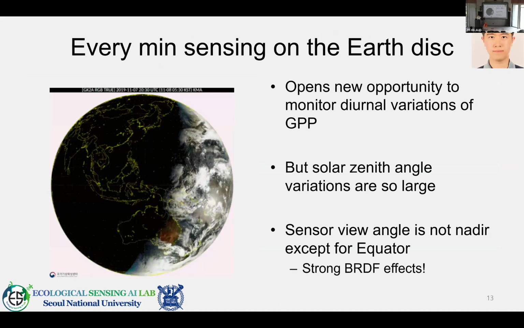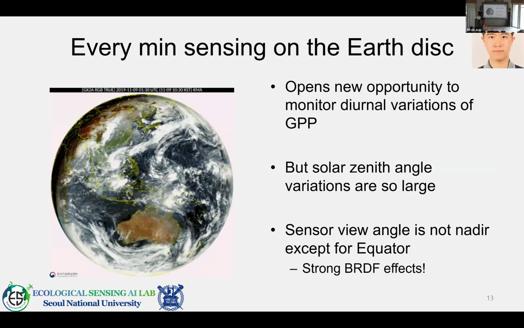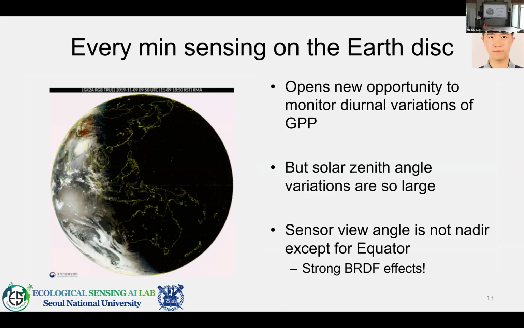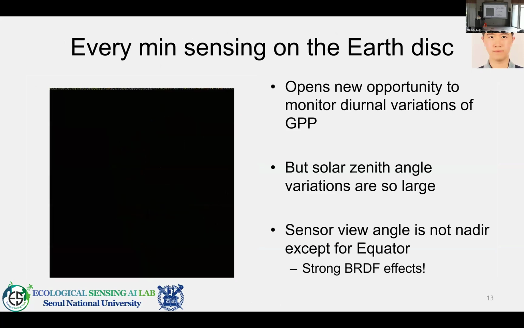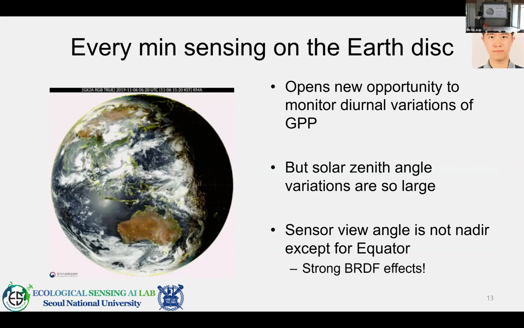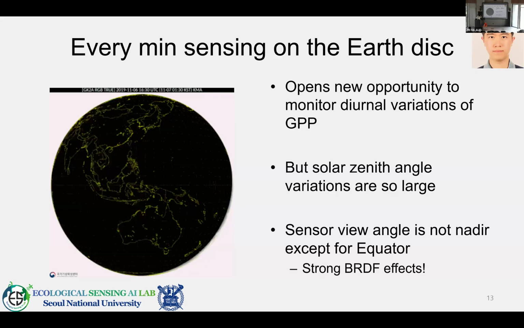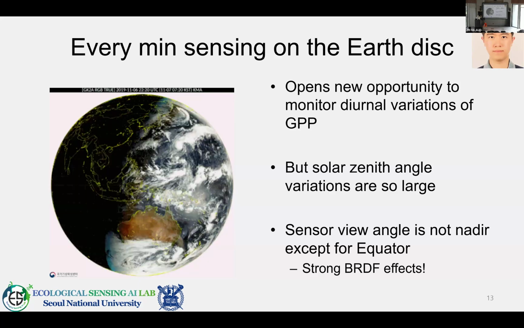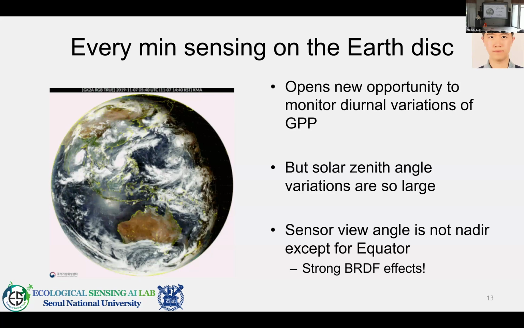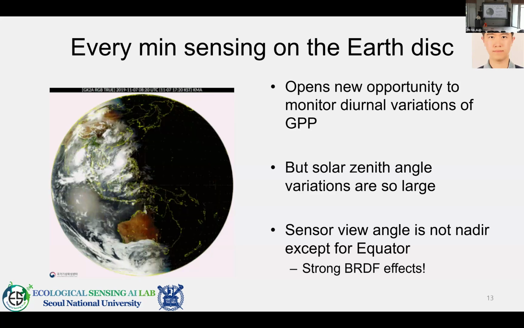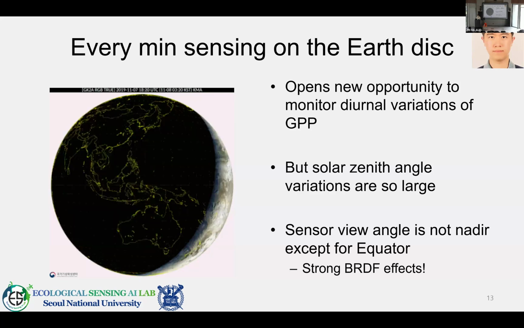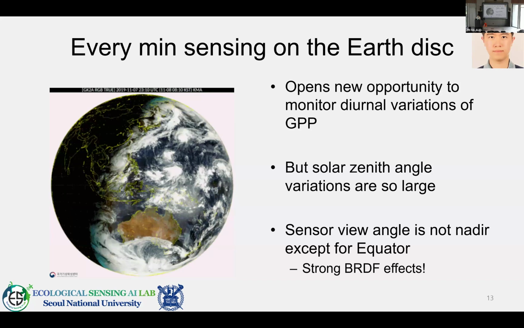It covers the Australian and Asian countries, the whole Earth disk. Because it captures the land surface every minute, here you can see in Southeast Asia there are lots of clouds, but the key point is that the cloud is moving. So there is a high chance to see the land surface through the moving windows. So it radically increased the retrieval rate of the land surface information.